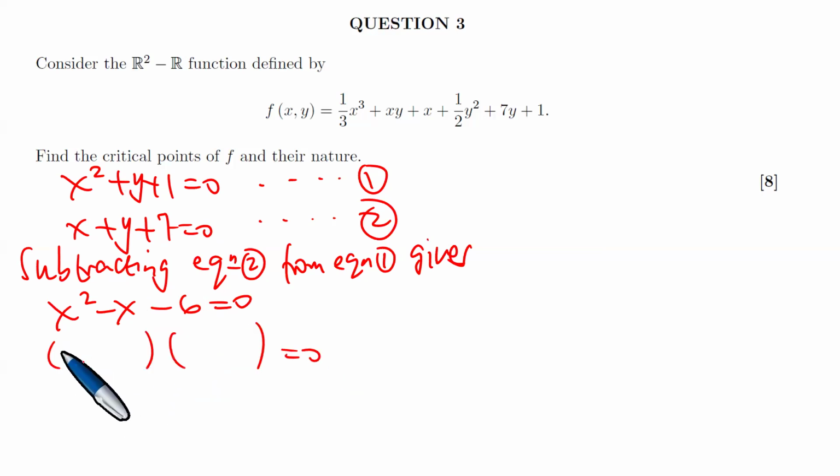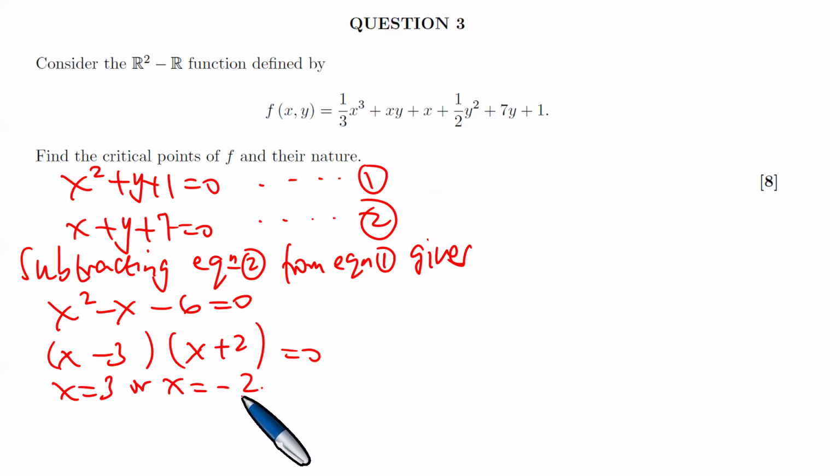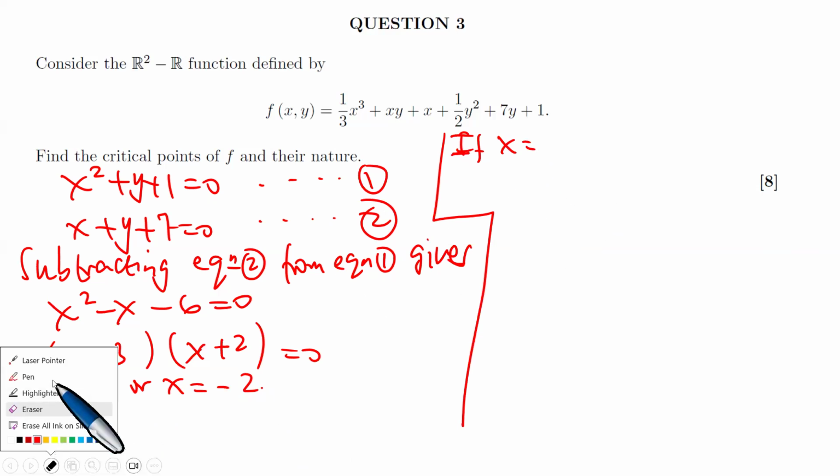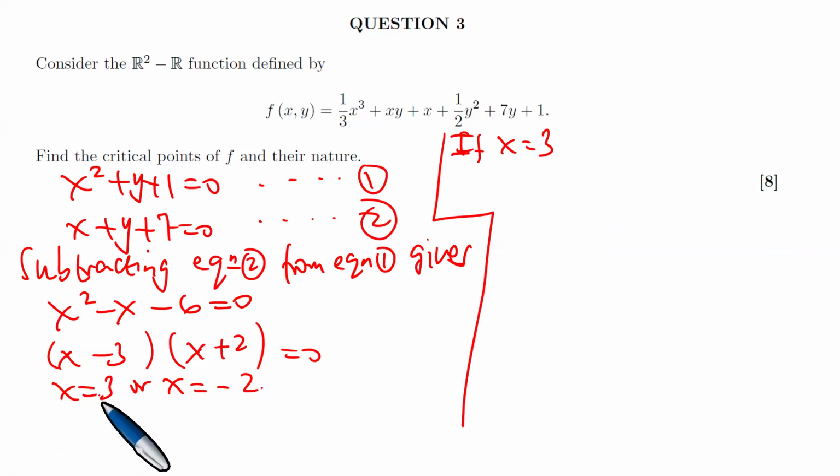I know it's easy. Factors of x squared are x and x. And then we have minus 3 plus 2. Upon careful examination, we have x equals 3 or x equals minus 2. Okay, this is what we do with the critical points. If x equals minus 2, for example, it doesn't matter, we can start with x equals 3 because it's on the left here. You can start with any of these.